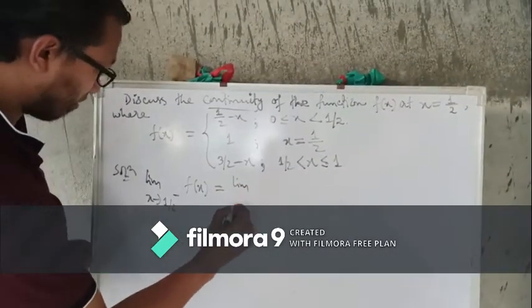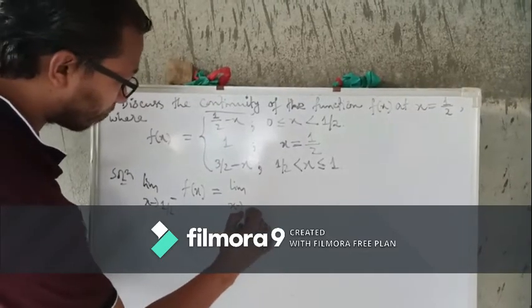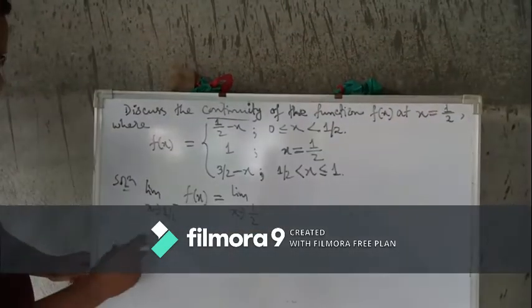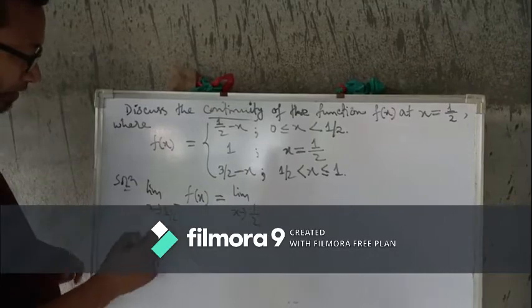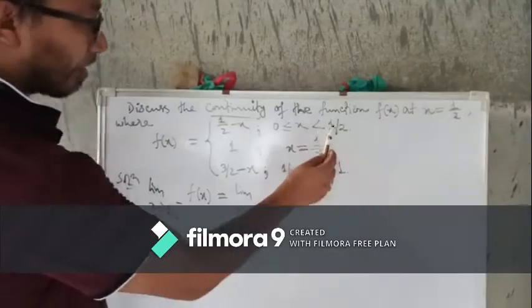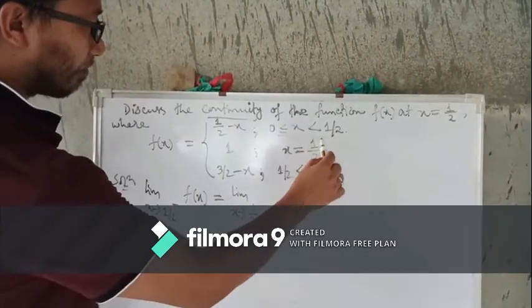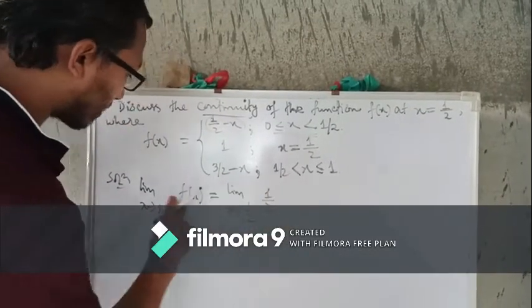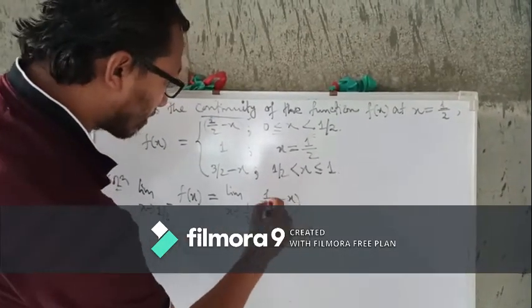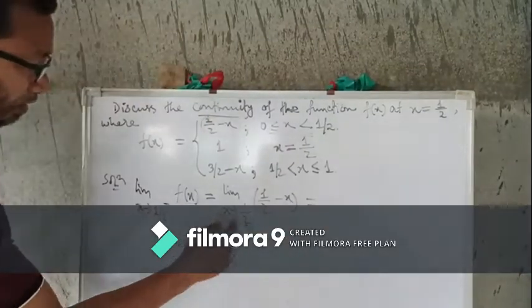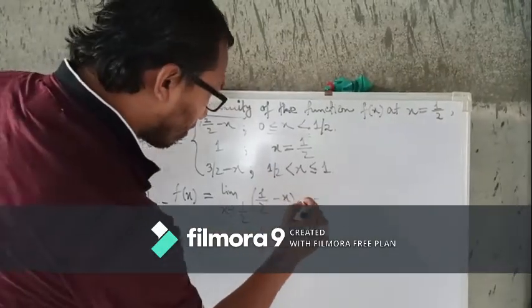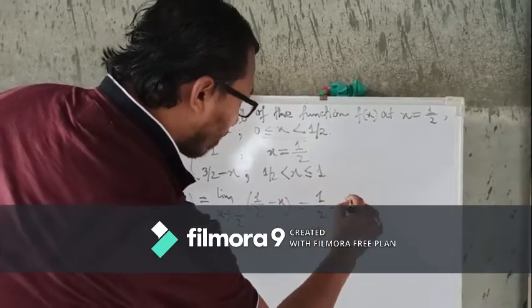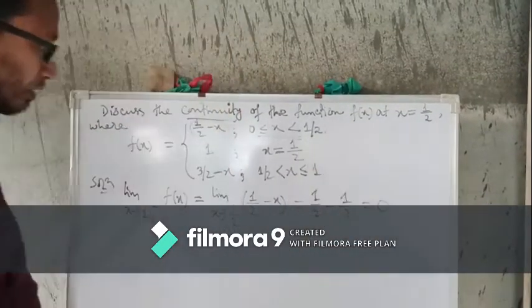Limit x tends to half negative, that means x is less than half, so we have to take this function f(x) as half minus x. Now put the limit at x equal to half, so half minus half is equal to 0.